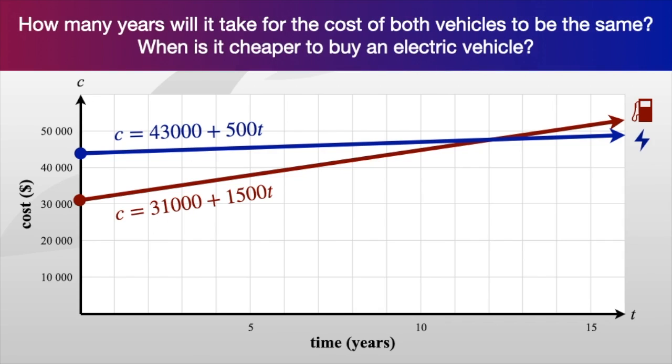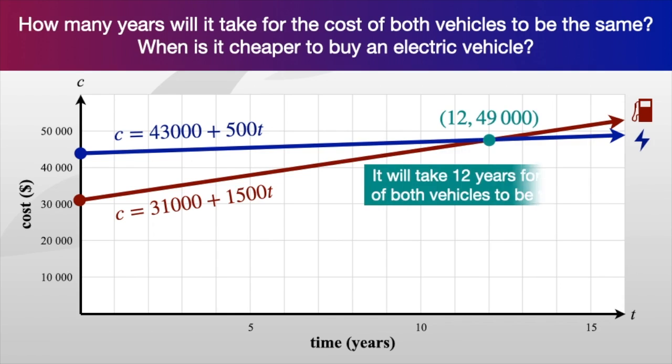How many years will it take for the cost of both vehicles to be the same? When is it cheaper to buy an electric vehicle? The two lines intersect at (12, 49,000). This means that it will take 12 years for both vehicles to reach a total cost of $49,000. After 12 years, the lower operating cost of an electric vehicle offsets its higher purchase price.